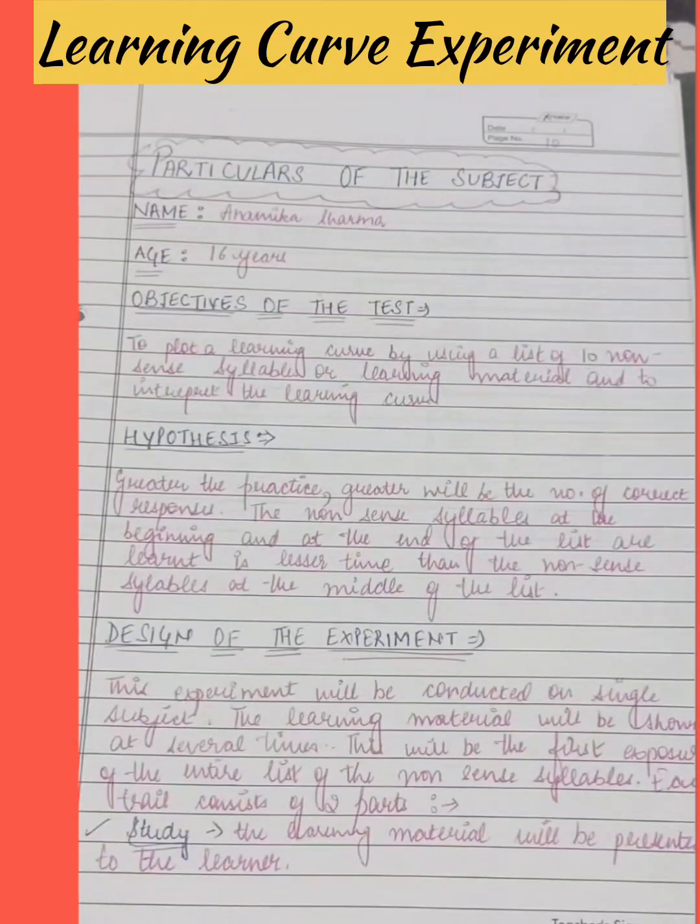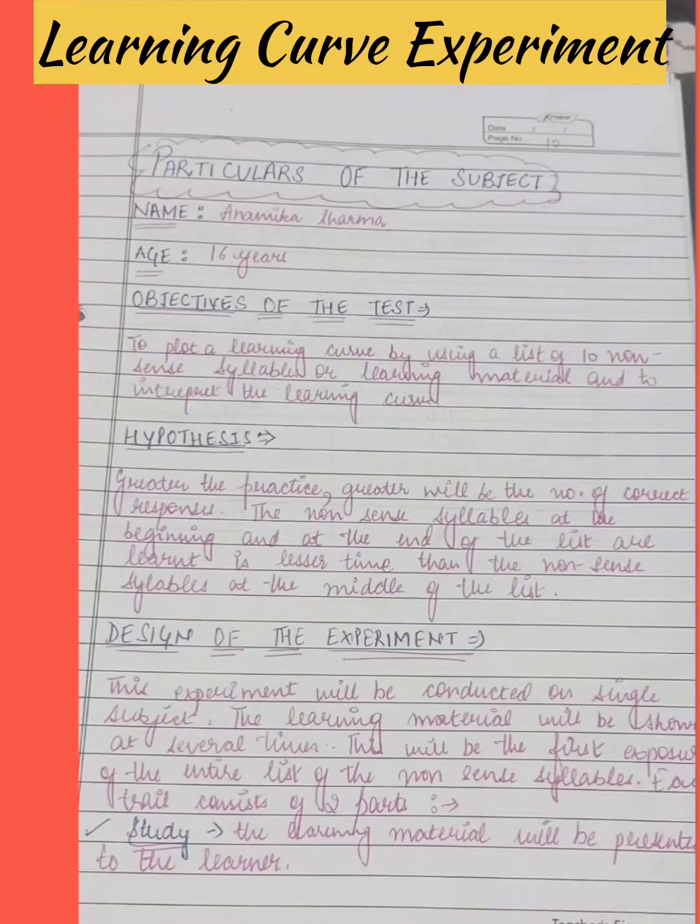So now we come to the actual experiment, which can be conducted on any subject you take. The objective of the test is to plot a learning curve by using a list of 10 nonsense syllables, or the learning material, and to interpret the learning curve. The hypothesis is that if you practice more, you will have more correct responses. Nonsense syllables at the beginning and at the end of the list are learned in lesser time than the nonsense syllables in the middle of the list.